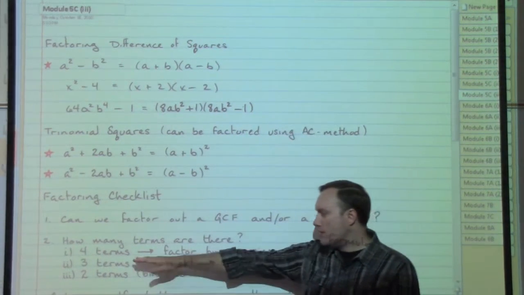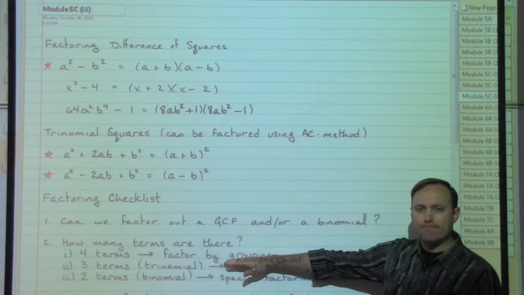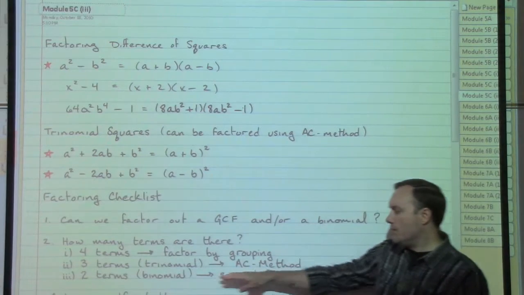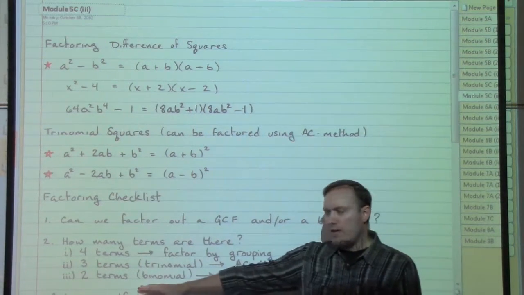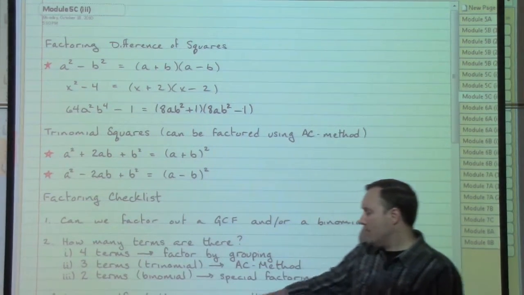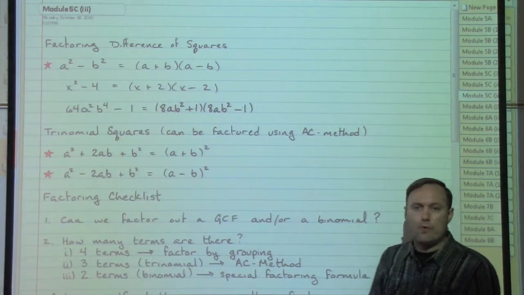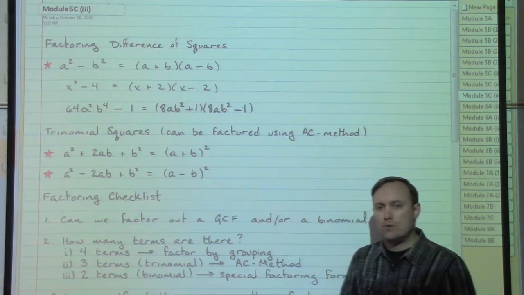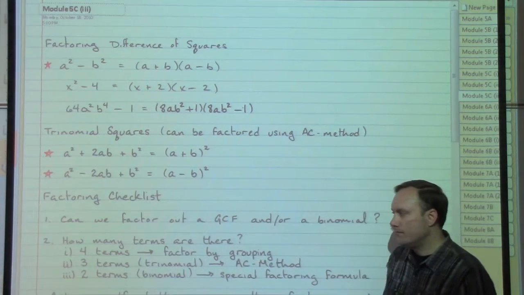So if we have 4 terms, we're going to try to factor by grouping. If we have 3 terms, if we have a trinomial, we're going to try the AC method. And if we have 2 terms, if we have a binomial, then we're going to try a special factoring formula. And for our purposes right now, the only formula would be that difference of squares factoring formula.